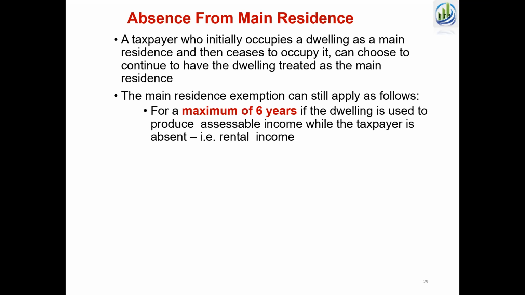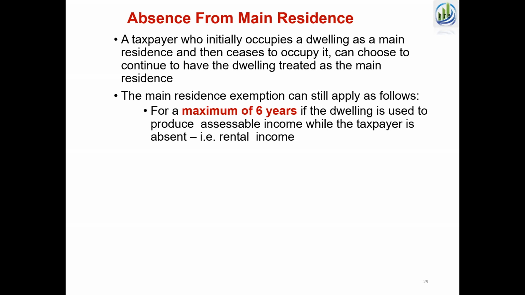I think somebody asked this question in the class. So if you are living in another rental property or wherever, this house will be given a maximum of 6 years, right? You live in a main house, you move out and live in another rental property or wherever, and this house will be exempted if you rent it out for a maximum of 6 years.